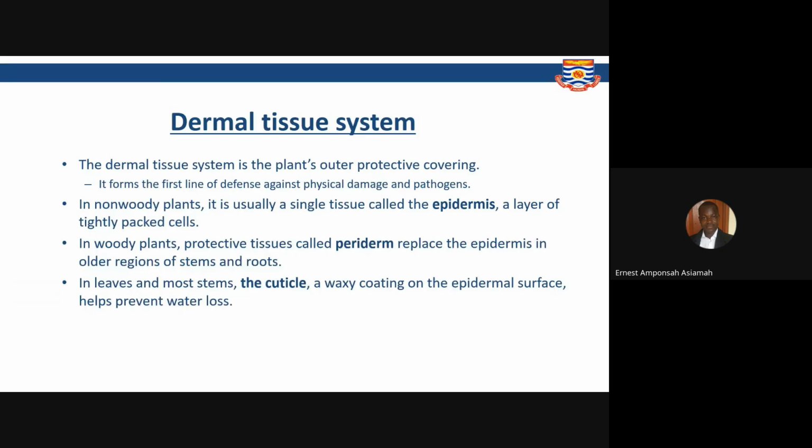Then when we come to leaves and most stems, the epidermis has an external surface, which is the cuticle. It is an external coating, usually a waxy coating, that is present alongside the epidermis. The purpose of this is to help prevent water loss. So the dermal tissue has the function of protecting the plant from physical damage and also pathogens.